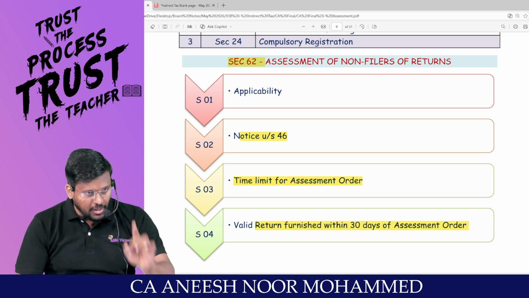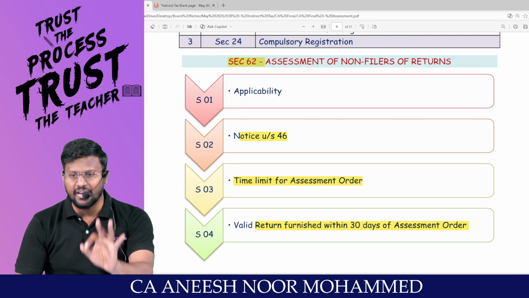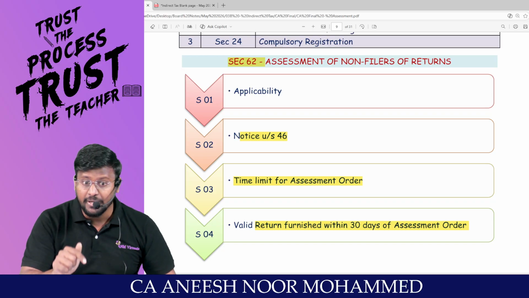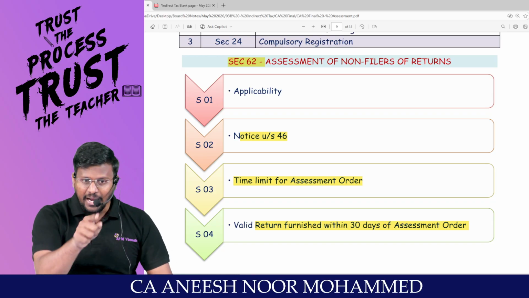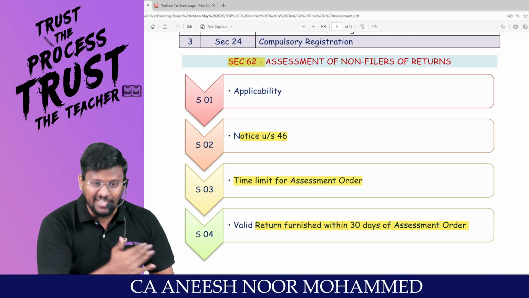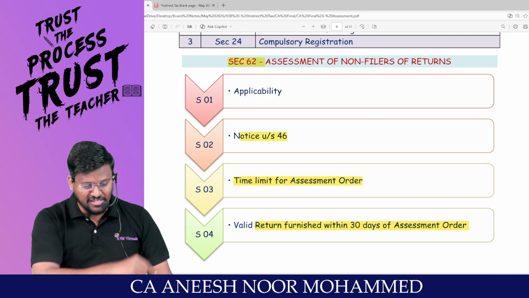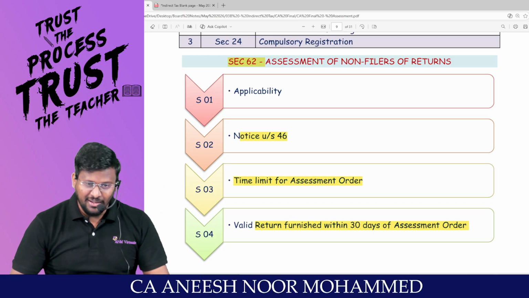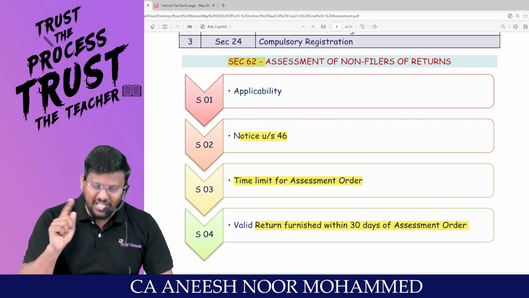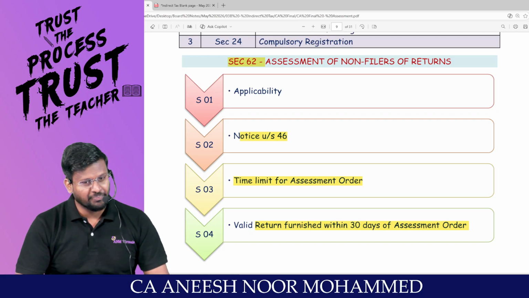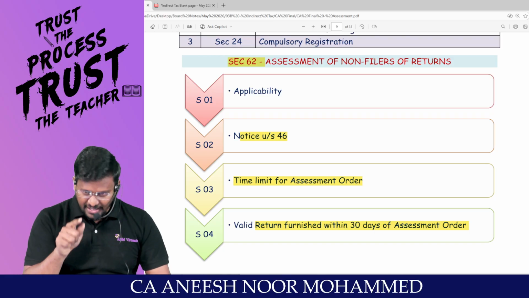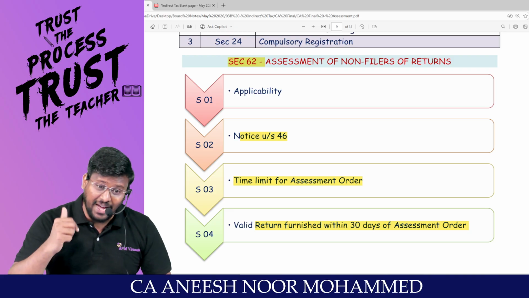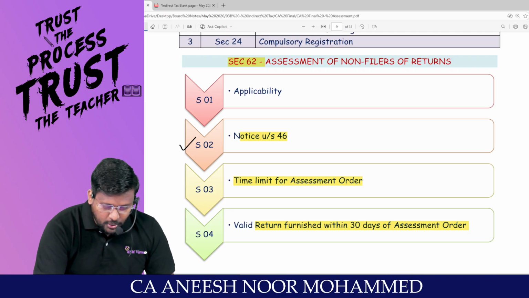But even after passing the assessment order, within how many days? 30 days. If you are not filing the return, this assessment order will become final. You are liable to pay whatever tax liability I have mentioned in the best judgment assessment order under section 62. Am I right? Now, critically, logically analyze. You are a what person? A registered person. Then, if you get an assessment order like this, you can respond either to this notice or to the assessment order.